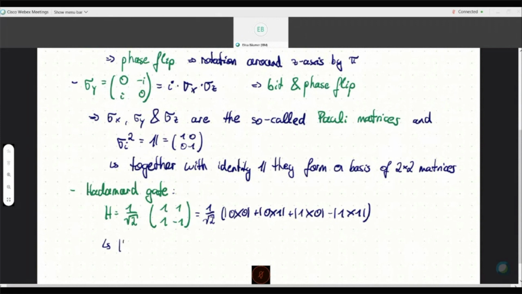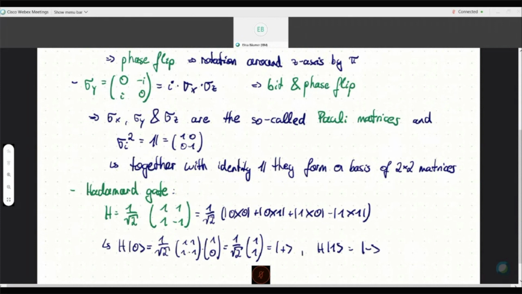Now, if we apply the Hadamard gate to state 0, then what we will get, we have this prefactor 1 over square root of 2, and here we get 1 and 1, which is the plus state. And if we apply the Hadamard gate to state 1, I will not do the calculation now, you can believe me or do it yourself, we will get the minus state.